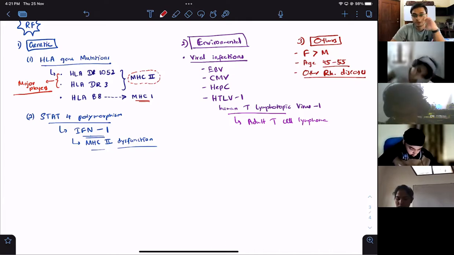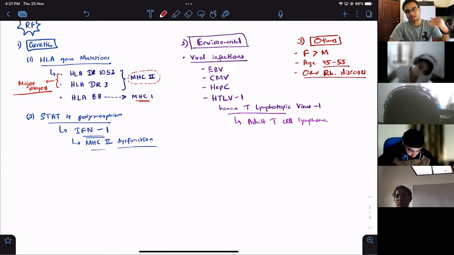Right. So these are the major risk factors, guys. The main ones are definitely the female sex and the age, but these external ones, the genetic and the environmental, are the two major players here. How they say it, guys, if you read through your textbooks, right?